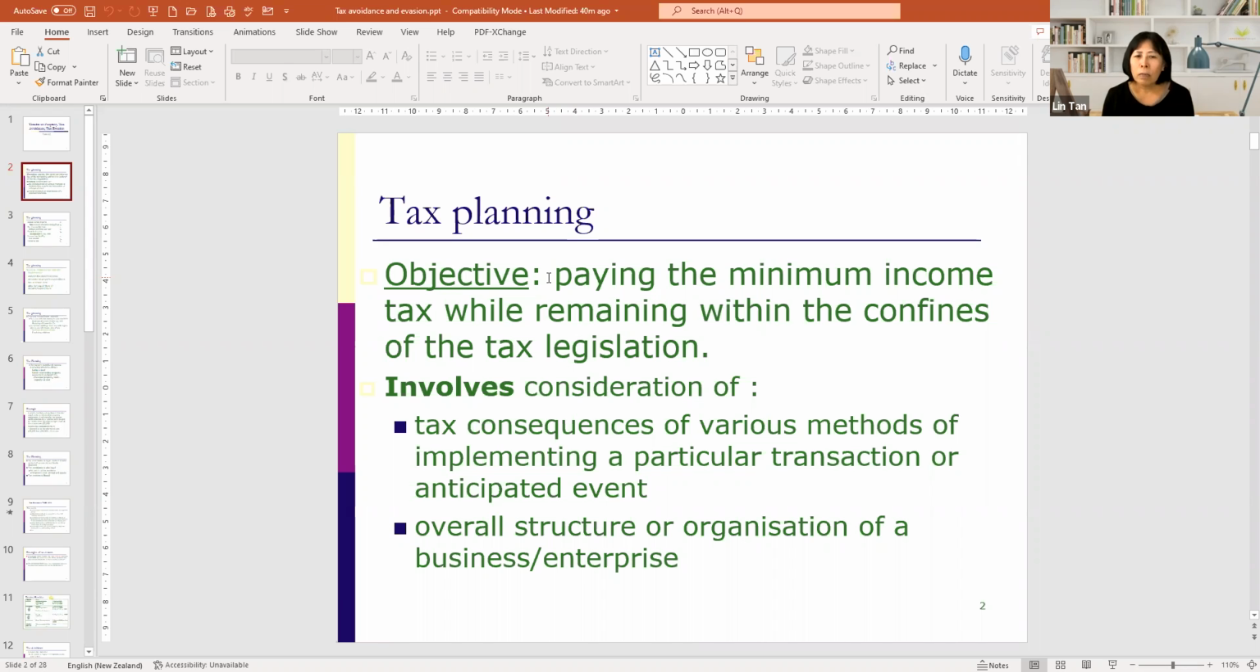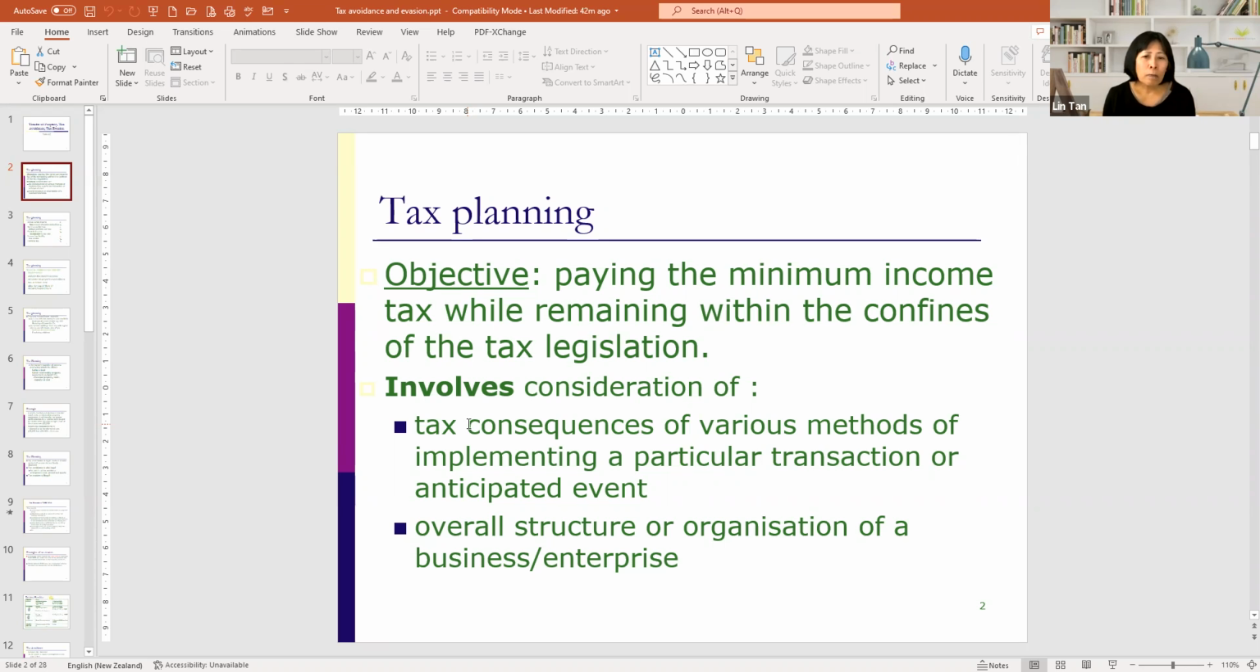When we look at tax planning, normally there are two broad considerations involved. The first part is about people wanting to know what are the tax consequences or implications in implementing a particular transaction or an anticipated event. So people have different types of transactions that they might want to go into. And I'll just name a few examples. For instance, if somebody is in business, they might think about whether they want to buy equipment for the office to use, or maybe they want to lease the equipment instead. And those are choices that they can make. And they will be interested from the tax point of view as to what are the tax consequences if they actually own the equipment or if they actually lease the equipment.